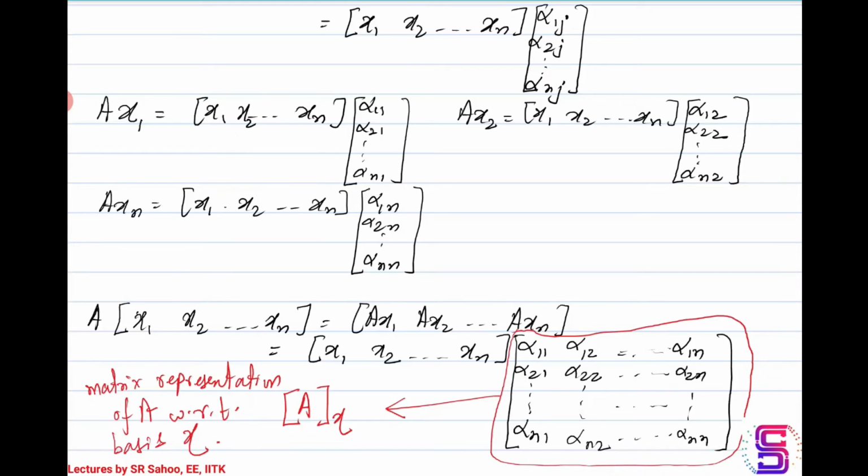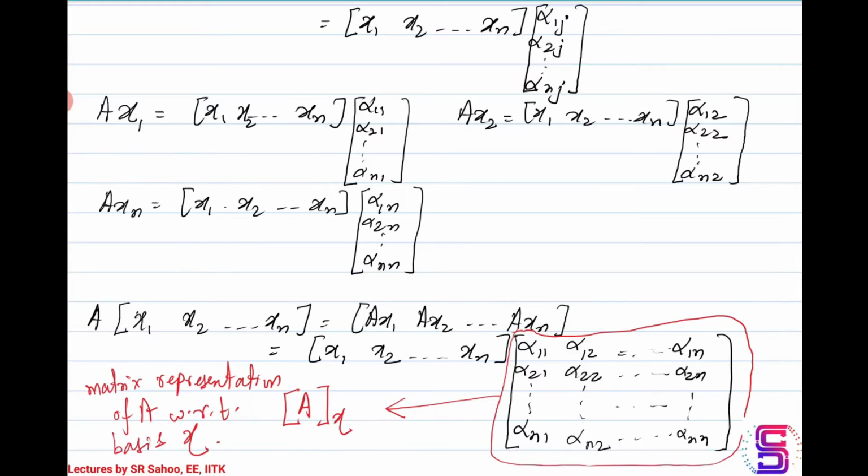Similarly, when A acts on the second basis vector, it gives us a vector in the vector space, so I can express it as a linear combination of the basis vectors, and hence the coefficients associated with this linear combination form the second column in the matrix representation of the transformation A. So basically, when A is acting on the jth basis vector, the vector that comes out can be expressed as a linear combination of the basis vectors, and hence the coefficients associated with this linear combination form the jth column of the matrix representation that we have for A.